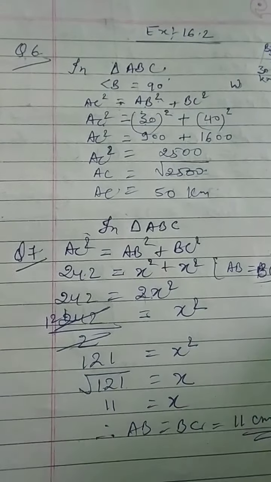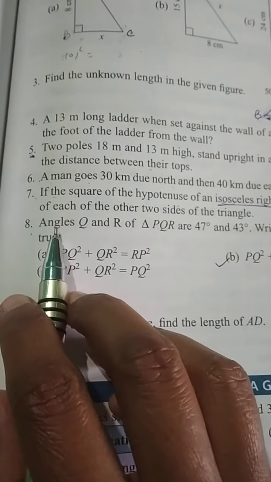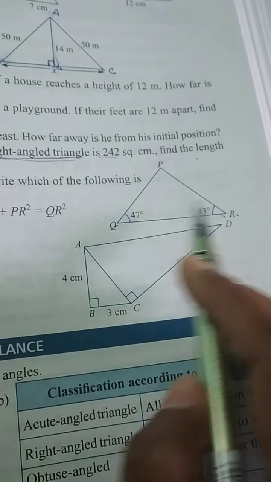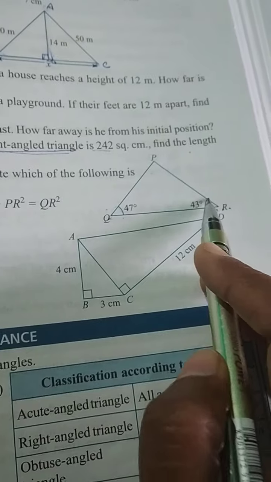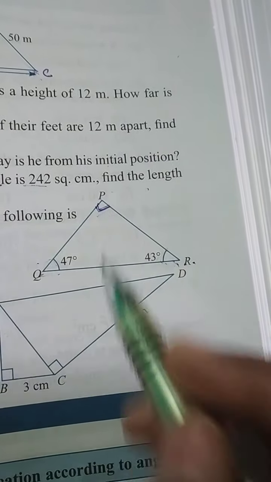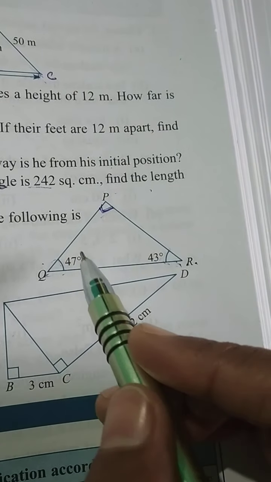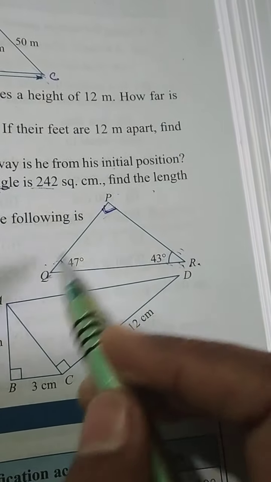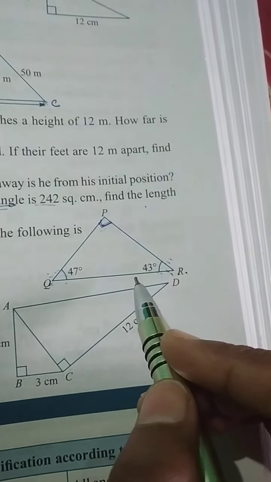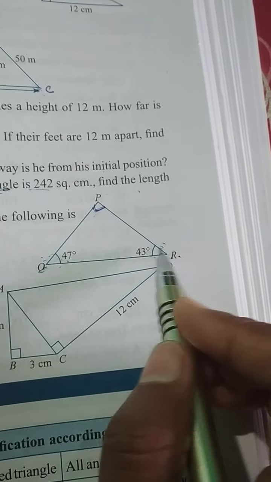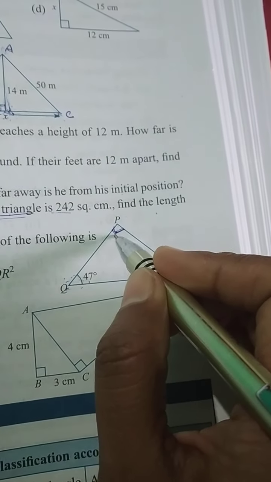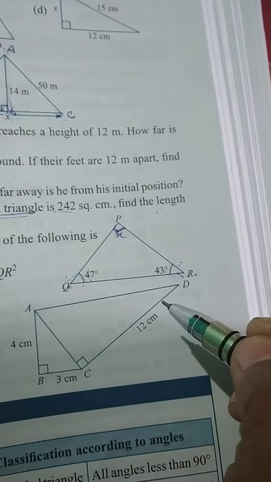Okay. Now let's see question number 8. Angles Q and R of triangle PQR. There is a triangle PQR and two angles are given, 47 degree and 43 degree. Can we find out this angle? Just think. We know the angle sum property of a triangle: all the three angles of a triangle are equal to 180 degree. So if this is 47 degree, this is 43 degree, and this one you can let as x. So this plus this equals 180.